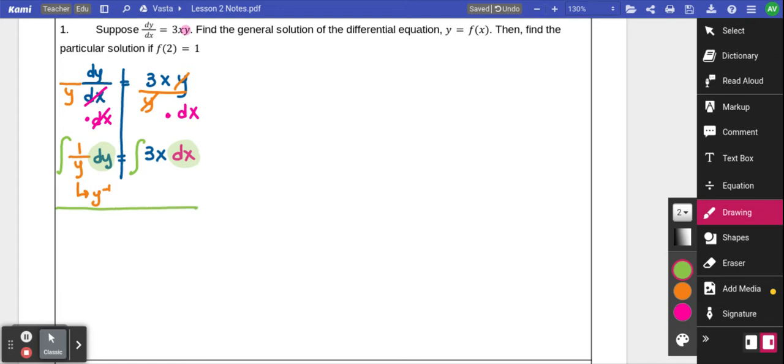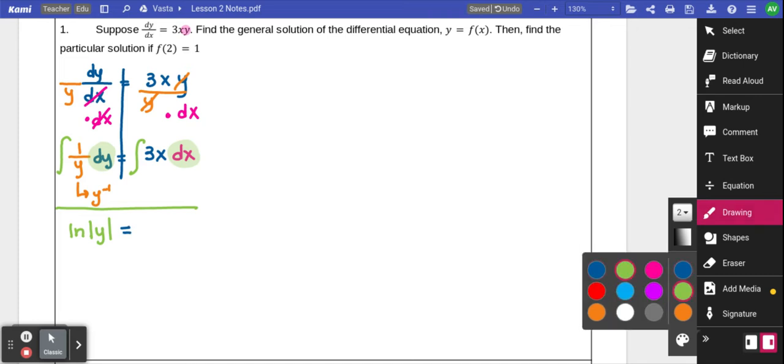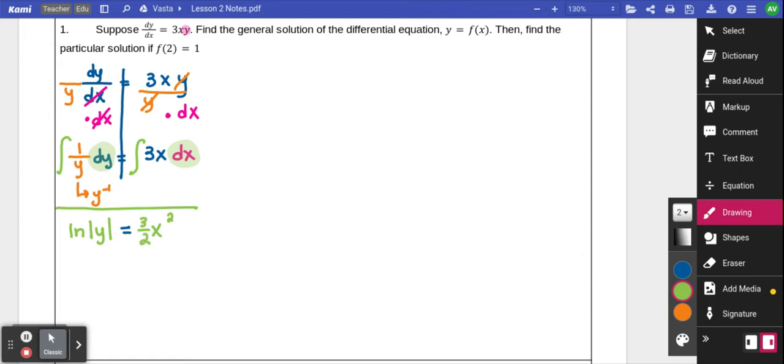Now, once I do this, because this is y to the negative 1, the antiderivative is going to be the natural log of the absolute value of y. And on the right-hand side, if I do the antiderivative of 3x, I'm going to have x squared, and then I'm going to divide by that new power. So I'm going to have 3 over 2, and then I'm going to have my plus c. Now you'll notice I'm only putting the plus c on one side. I'm not putting the plus c on the other side because eventually when we are solving to get y by itself, all of those numbers would end up together anyway. So we only need it on one side.